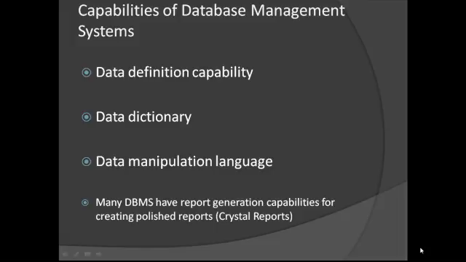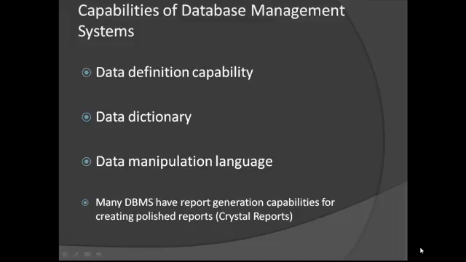Well, we will continue with the capabilities of database management systems. First, we have the data definition capability. It specifies the structure of the database content, used to create tables and define characteristics of fields.